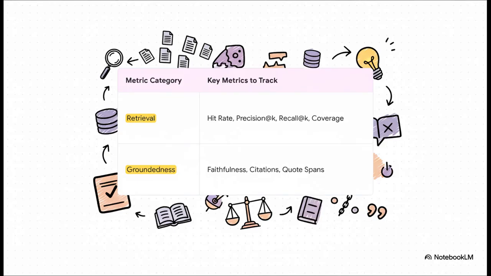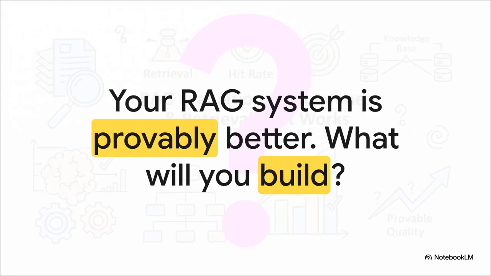So here you go. Think of this as your dashboard, your cheat sheet. For the retrieval part, you're tracking hit rate, precision, recall, and coverage. For groundedness, you're watching faithfulness, citation accuracy, and those quote spans. Keep an eye on these numbers, and I guarantee you will systematically build a better RAG system. You see, this data-driven way of doing things doesn't just fix problems. It unlocks new possibilities. It gives you the confidence to build bigger, more reliable, and more trustworthy AI applications. So the only question left is, what are you going to build?